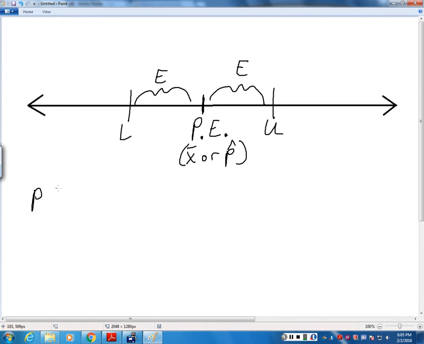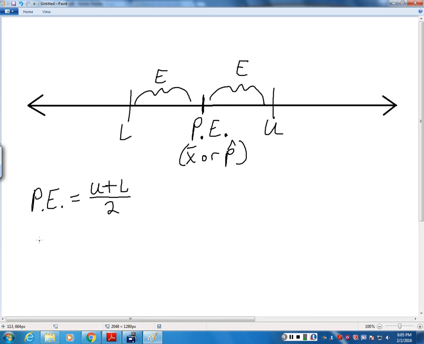So to find the point estimate, we'll take the upper bound, add it to the lower bound, and divide by 2. That'll give us the number in between. That's the point estimate.